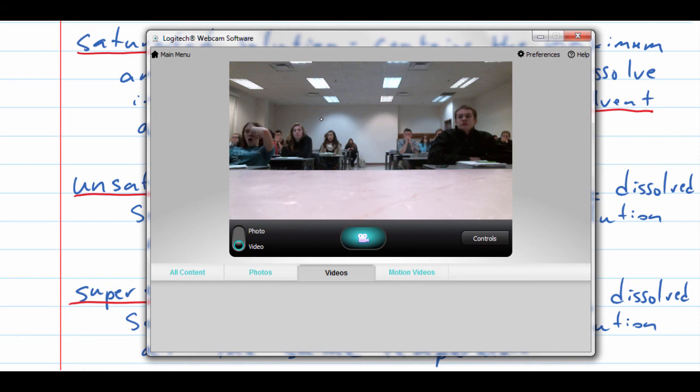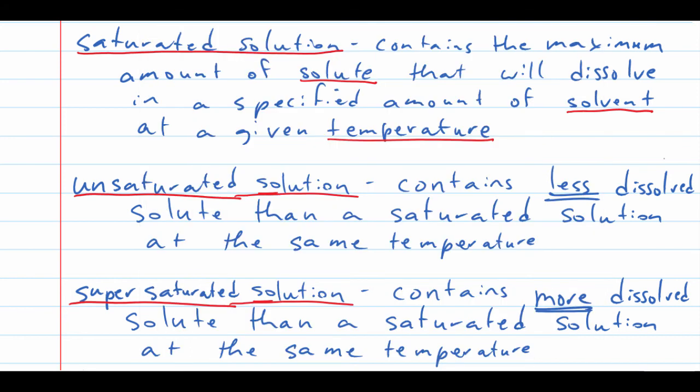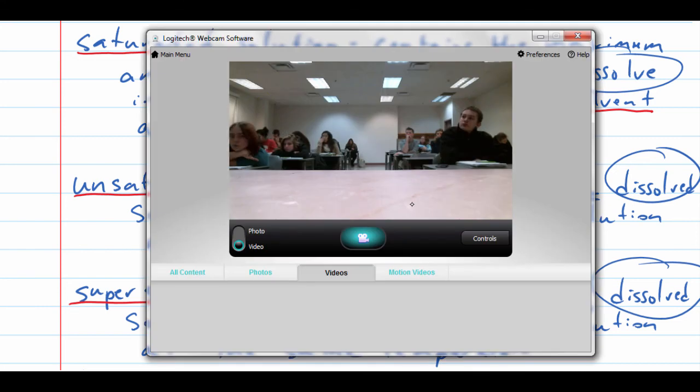So we come back to our definitions here. We say that it contains less dissolved solute than a saturated solution. This one here is more dissolved solute than a saturated solution. And here we talk about the amount that will dissolve. So this solute that's in here at the bottom is not dissolved. And so the fact that we were not able to dissolve any more tells us that this solution is still a saturated solution. So what I have brought out here then is a couple solutions that are supersaturated.